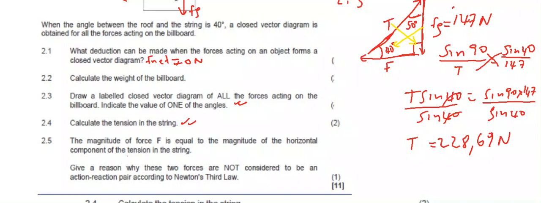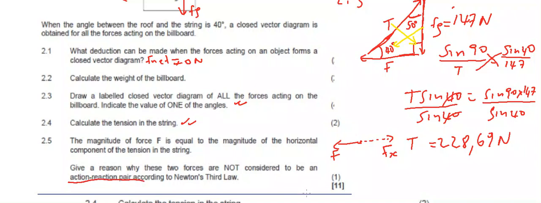The following question says, the magnitude of force F is equal to the magnitude of the horizontal component of the tension. We have force F in this direction, then the component, that is Fx, in that direction. They are equal in magnitude. Give a reason why these two forces are not considered to be action-reaction pairs.